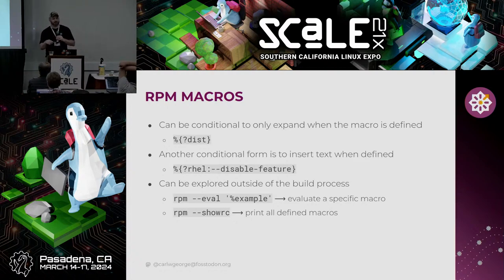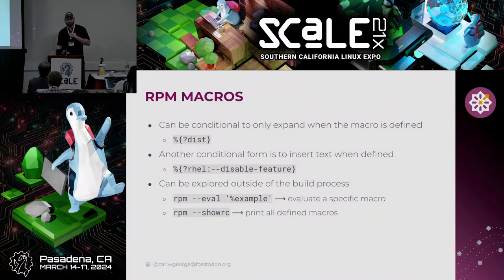Another conditional form is not just inserting the value of the macro, but inserting some other text. So you could say, if the RHEL macro is defined, insert the text --disable-this-feature. Think like a compiler flag, you're passing that into the compiler. So you can say, only insert this text if this macro is defined, ignoring what the value of the macro actually is. In this case, RHEL could be defined as 9, but if RHEL is defined at all, we're going to put in this text in that spot.